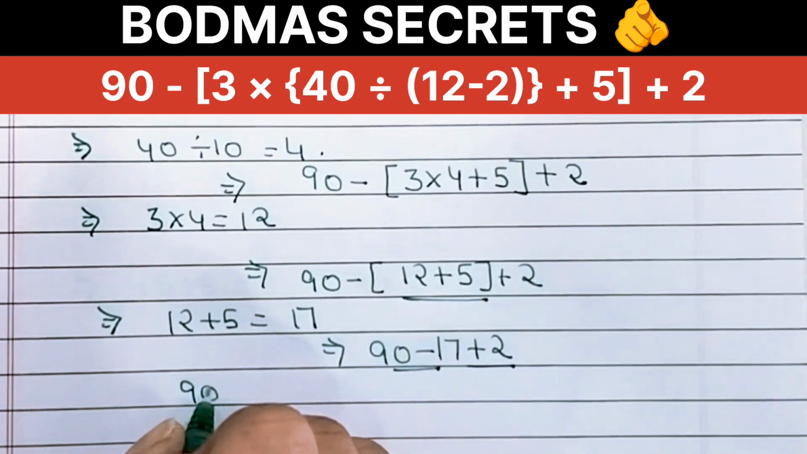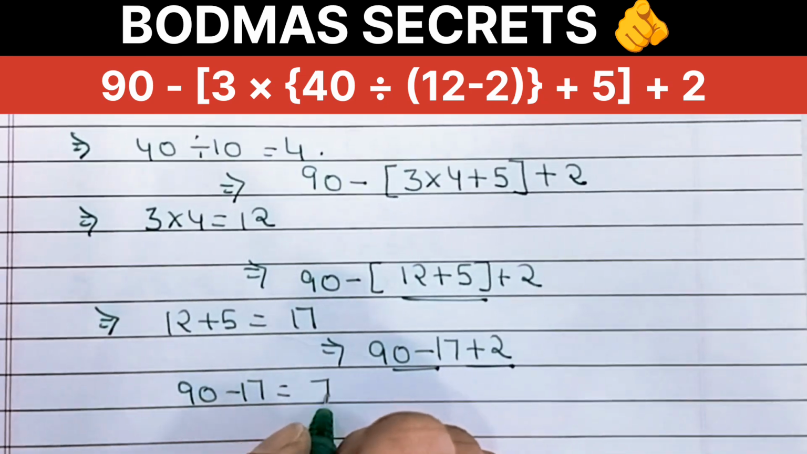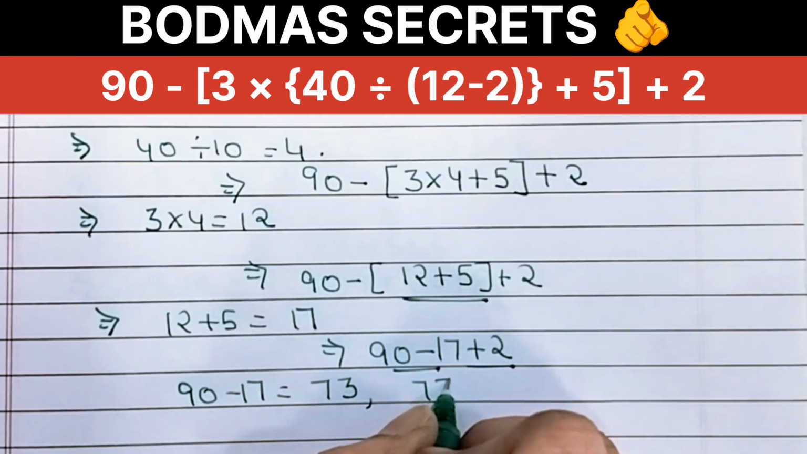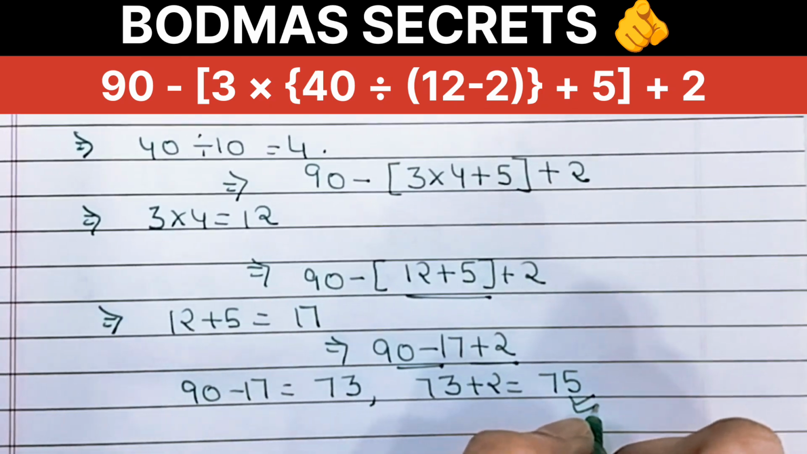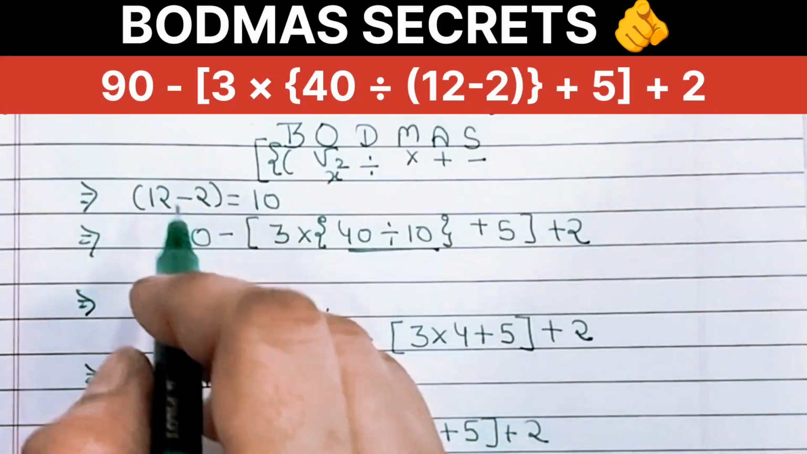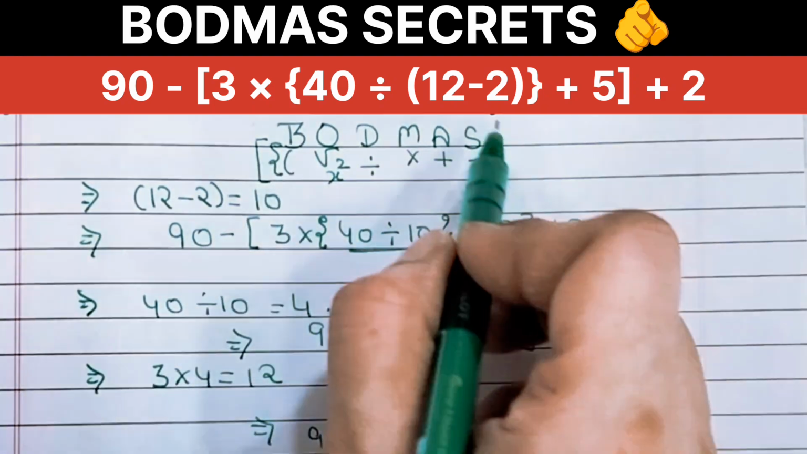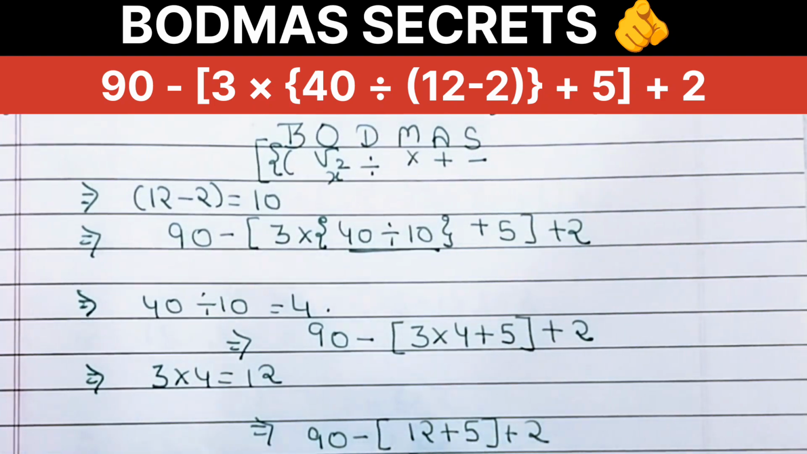First we subtract the values, and we get 73. And after that we add the value, 73 plus 2 is 75, and 75 is the final value of this expression. So according to this expression, by using BODMAS, the final value of this expression is 75.